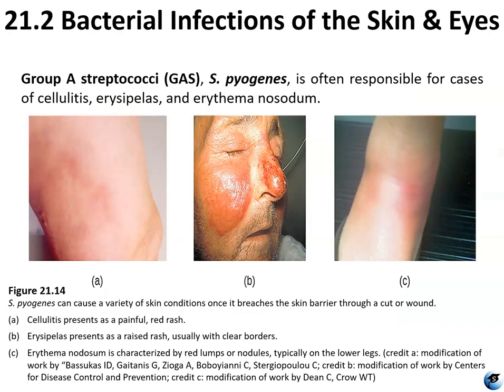You have Streptococcus pyogenes. This is causing things like cellulitis of the skin. You have erythemas. Figure 21.14 is showing cellulitis here in A as a red rash. Then you have a red rash, but it's raised, and it usually has really clear borders between the skin that's infected and the skin that is not infected. And then this one here, you have lumps and nodules. And in all cases, it's causing a lot of inflammation and pain in the skin.